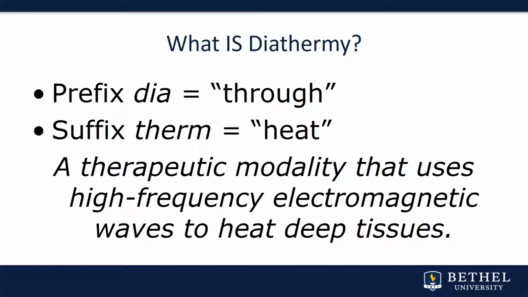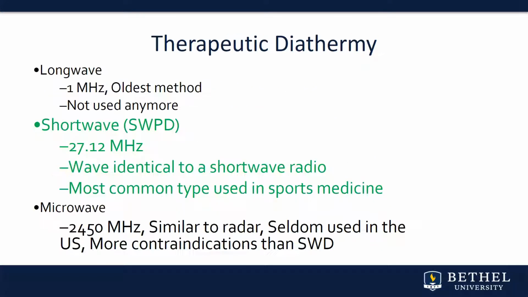The prefix dia means through, and the suffix therm is heat, so it's a therapeutic modality that uses high-frequency electromagnetic waves to heat deep tissues. There have, in general, been 3 types of therapeutic diathermy. Long wave is 1 megahertz. It's the oldest method, but it's not used anymore.